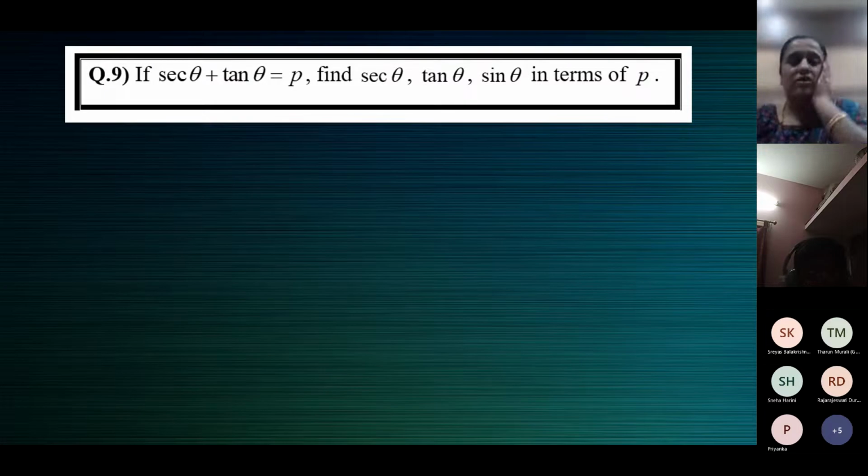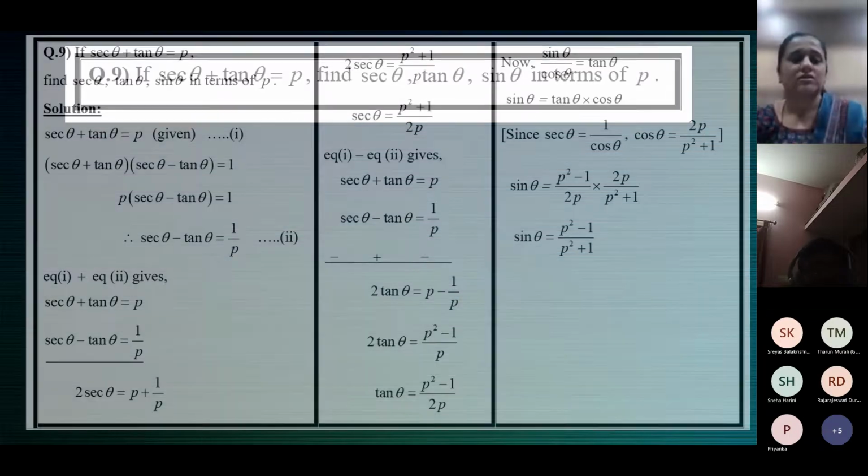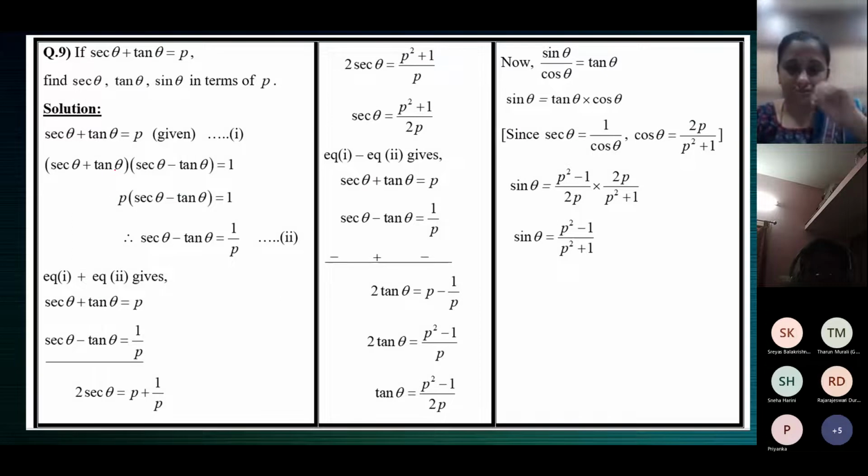This one I told you, we have secant theta plus tan theta is equal to P. Find the other equation: secant theta minus tan theta will be 1 by P. If secant theta plus tan theta is P, secant theta minus tan theta is 1 by P. Because we know that secant square theta minus tan square theta is 1. So A square minus B square, A plus B into A minus B, is equal to 1.